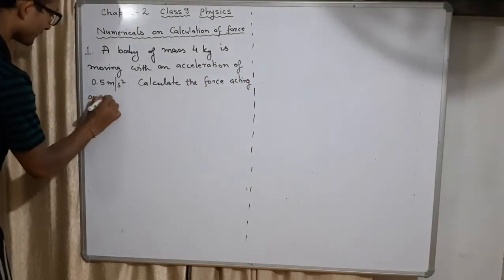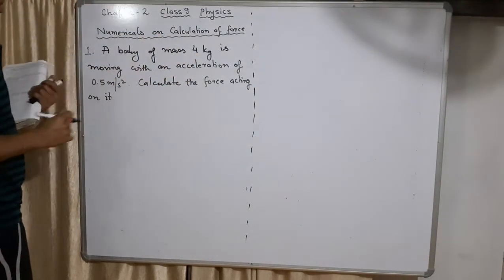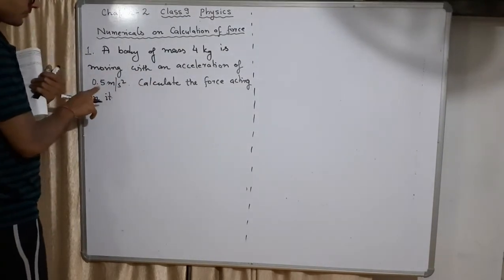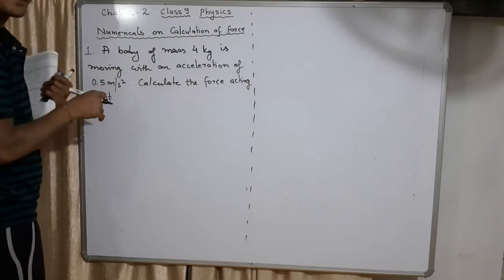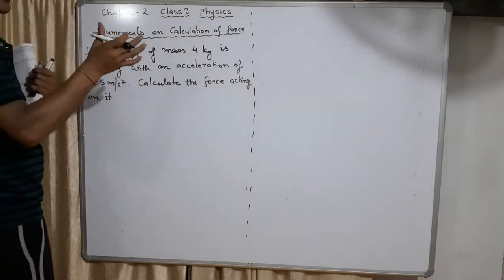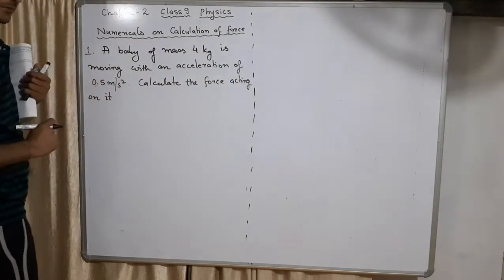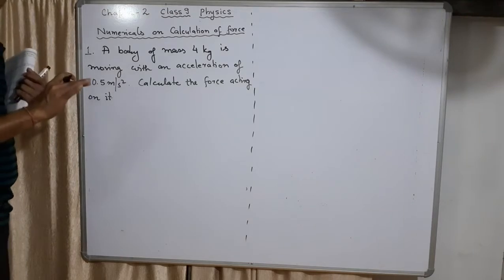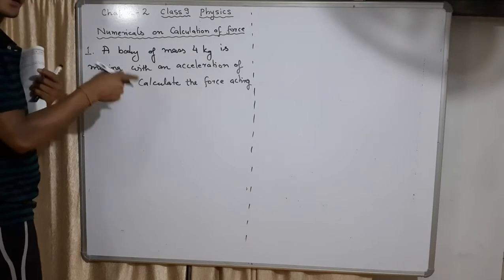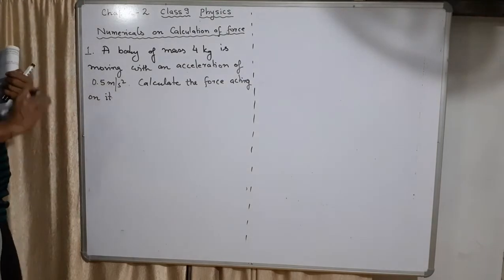The meaning of this question is, suppose there is one object, body means object, its mass is 4 kg, that big, and then it is moving with an acceleration. That means its speed is increasing 0.5 meter per second every second. Imagine one object in your visualization. Now what would be the force which has done this to the 4 kg mass so that its velocity is increasing like that, accelerating at 0.5 meter per second square? That is the meaning of this question.